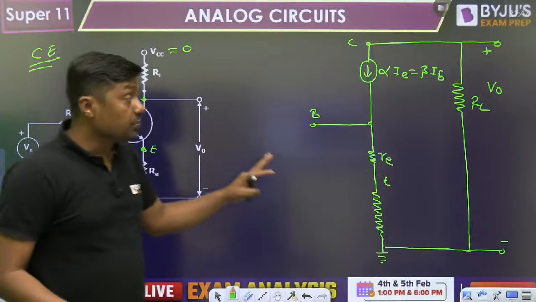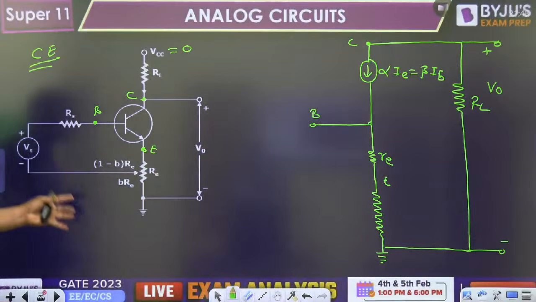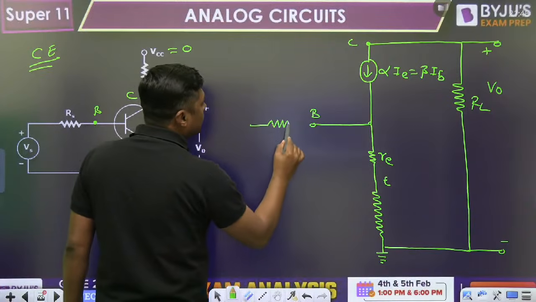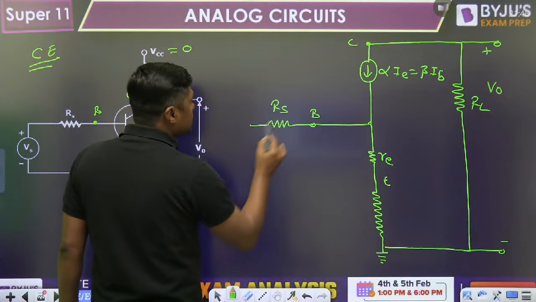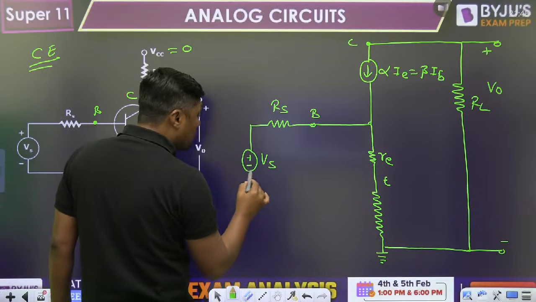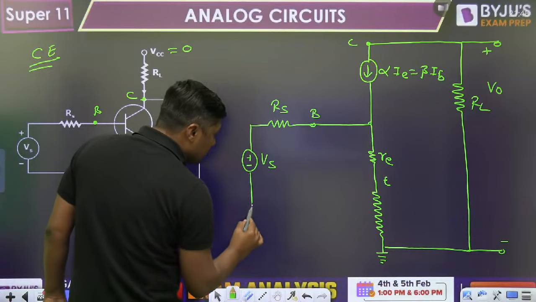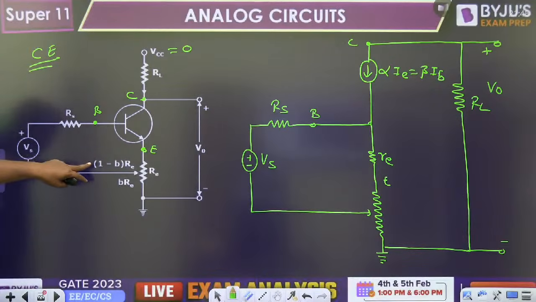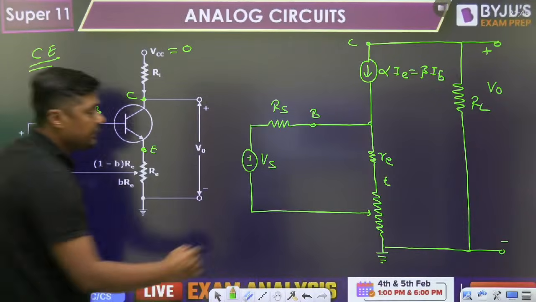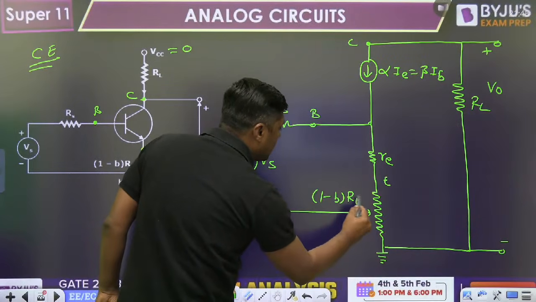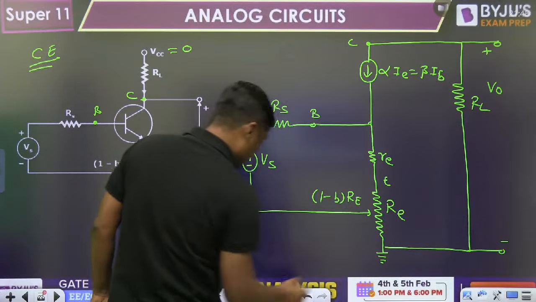The very important thing is to draw the diagram. Otherwise, after that you have to apply the concept of network only. This is the RS. This is the VS. This time this VS is not connected to ground. This is connected here, my dear students. And what is the value of that? 1 minus b times RE, capital RE.